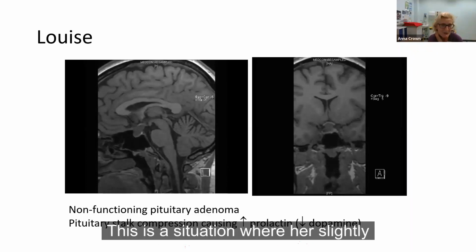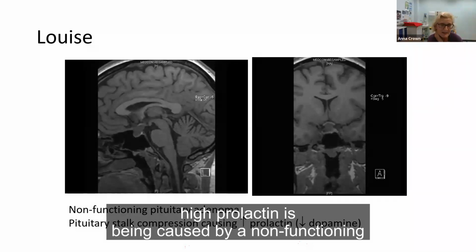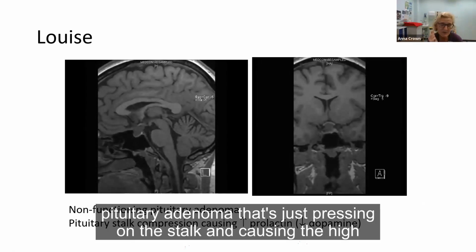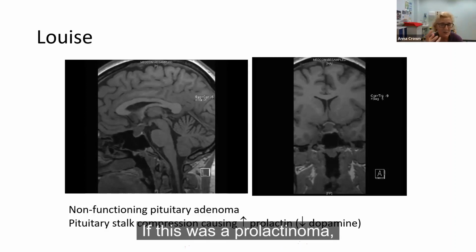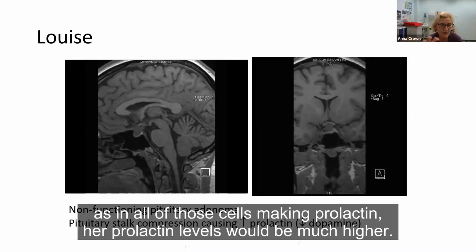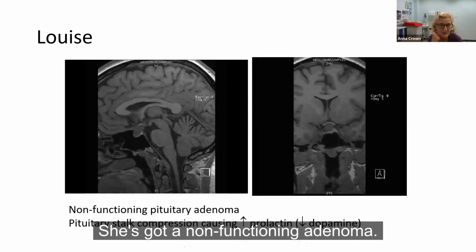So this is a situation where her slightly high prolactin is being caused by a non-functioning pituitary adenoma that's just pressing on the stalk and causing the high prolactin because it's stopping that dopamine being released. If this was a prolactinoma, as in all of those cells making prolactin, her prolactin levels would be much higher. So she's got a non-functioning adenoma.